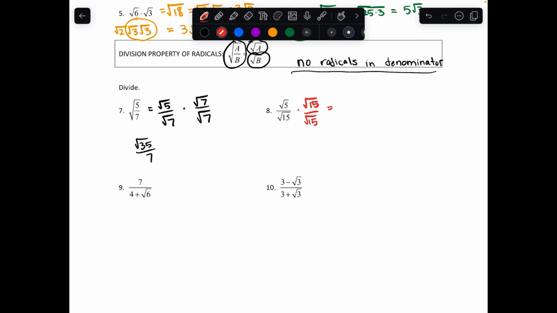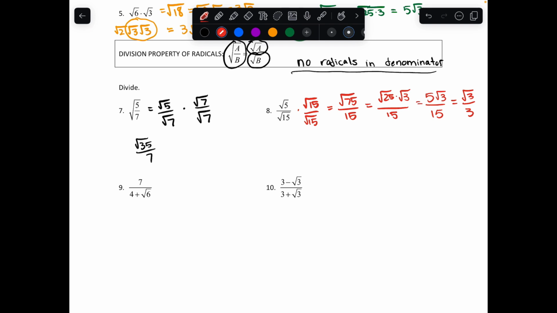We get the square root of 75 divided by 15. From the previous problems, we know that the square root of 75 is going to be the square root of 25 times the square root of 3. And so we get 5 times the square root of 3 divided by 15. But what's 5 divided by 15? 1/3. So this becomes the square root of 3 divided by 3. So what's the other way of doing this?